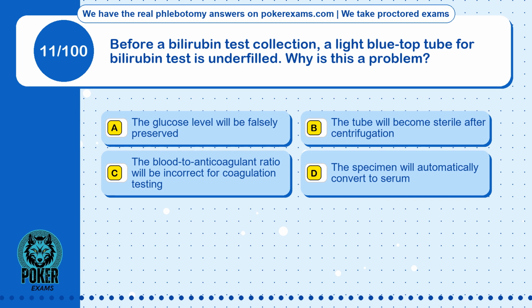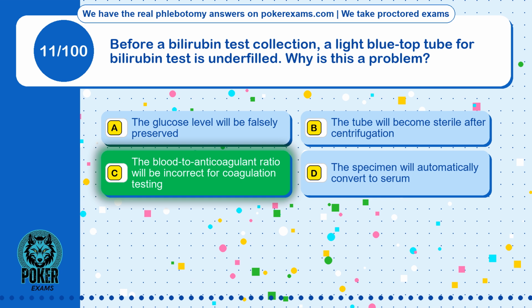Question 11. Before a bilirubin test collection, a light blue top tube for bilirubin test is underfilled. Why is this a problem? Option A. The glucose level will be falsely preserved. Option B. The tube will become sterile after centrifugation. Option C. The blood to anticoagulant ratio will be incorrect for coagulation testing. Option D. The specimen will automatically convert to serum.